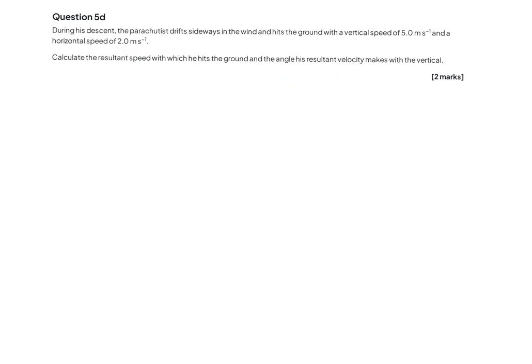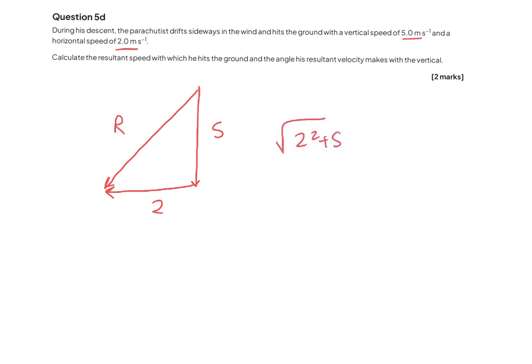Final question, during his descent he drifts sideways and hits with a vertical speed of 5 and a horizontal of 2. Calculate the resultant speed and the angle. So this one we can draw a resultant force triangle. And we've got a vertical speed of 5, a horizontal speed of 2. We want to work out R, so we're going to do the square root of 2 squared plus 5 squared, which is going to give us 5.4 meters per second.